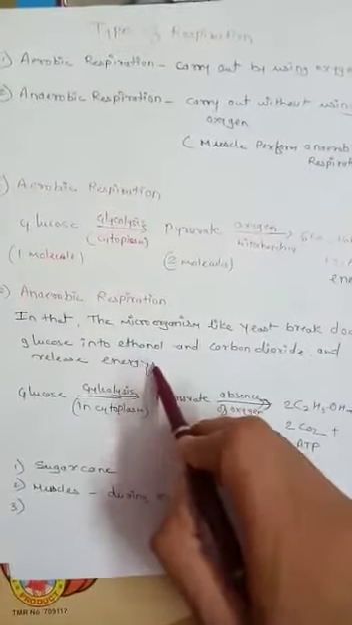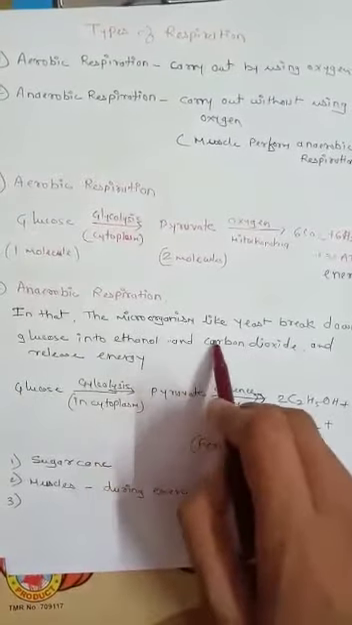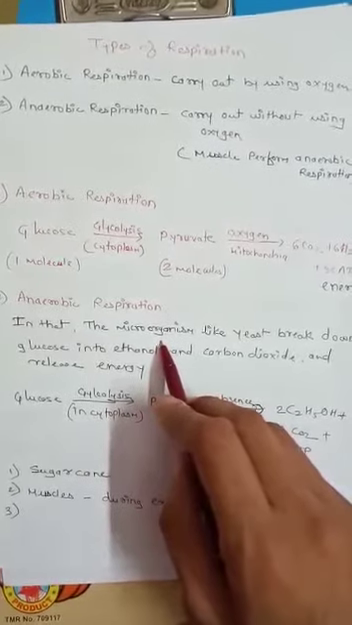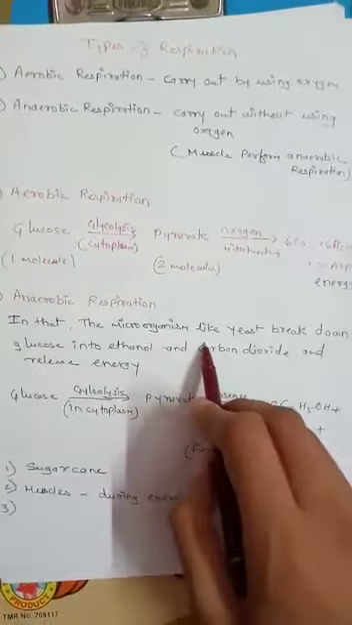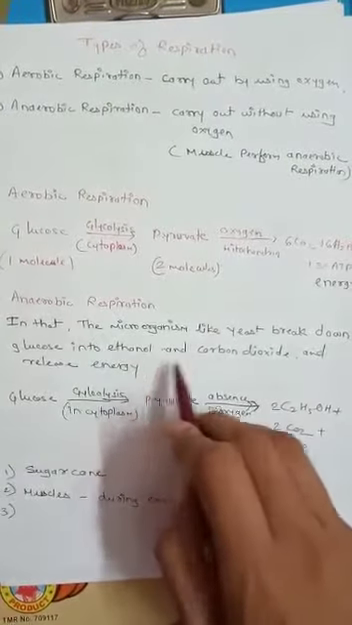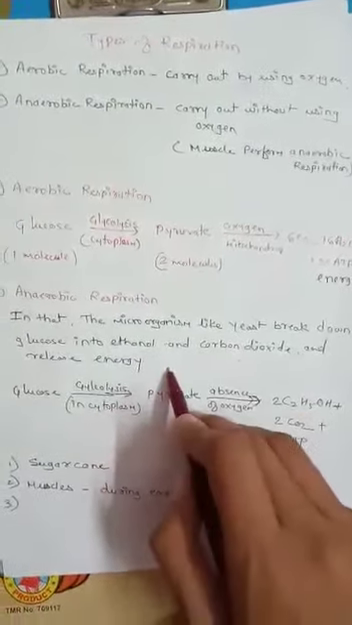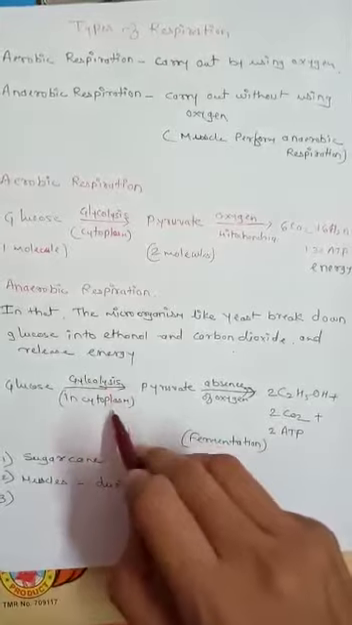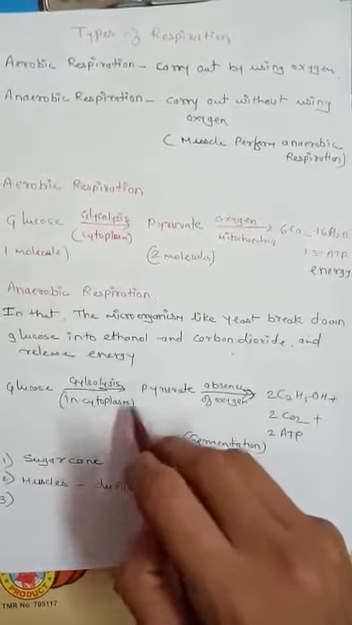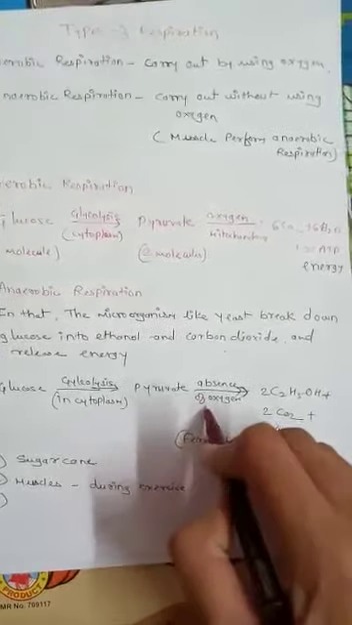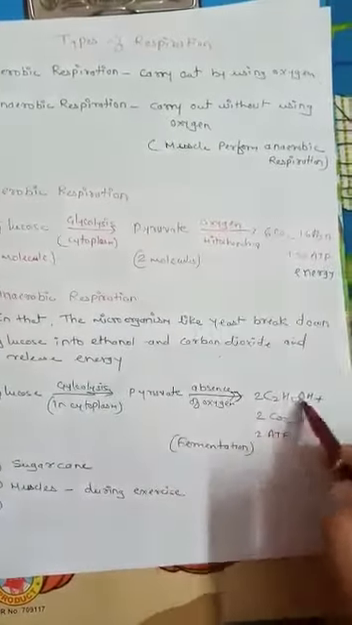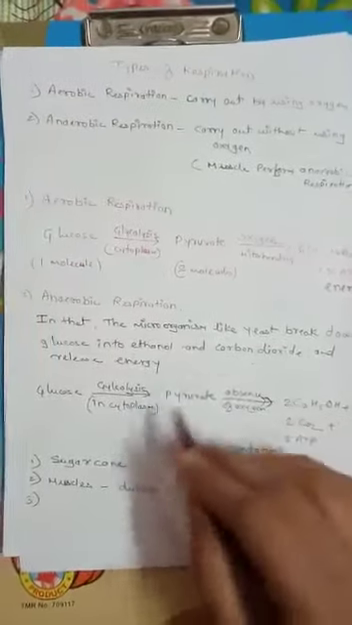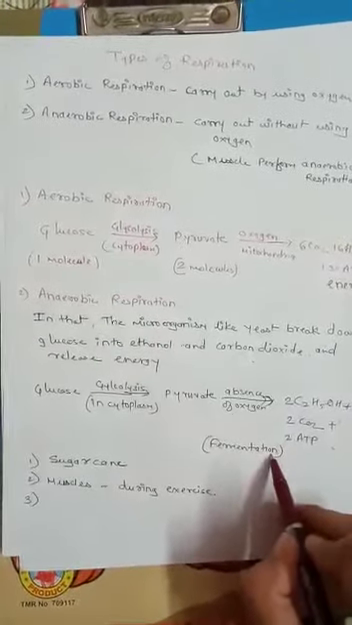Now, second is the anaerobic respiration, in which this process is carried out without the presence of oxygen, and it is mostly performed by microorganisms like yeast, which break down glucose into ethanol and carbon dioxide and release energy. So let's see its reaction. Glucose, in the process of glycolysis, which is again performed in the cytoplasm, gets converted into pyruvate. In the absence of oxygen, it is completely converted into ethanol, CO2, and we get 2 ATP molecules, and that whole process is also called fermentation.